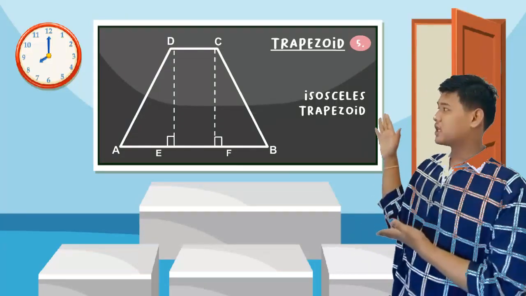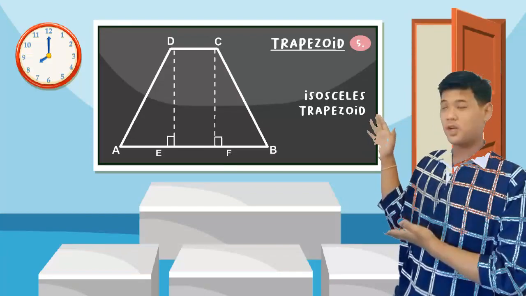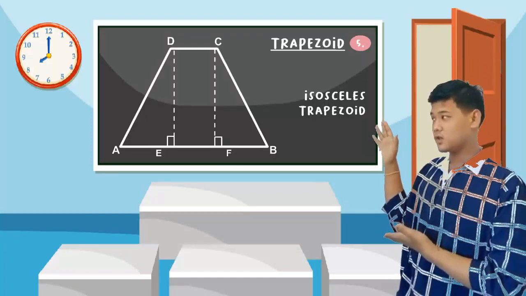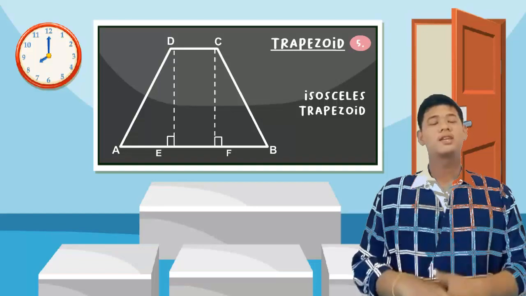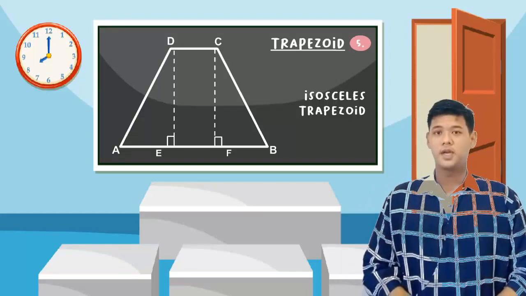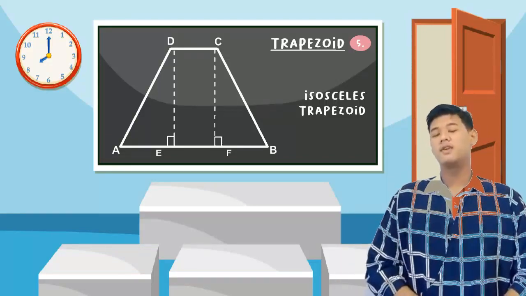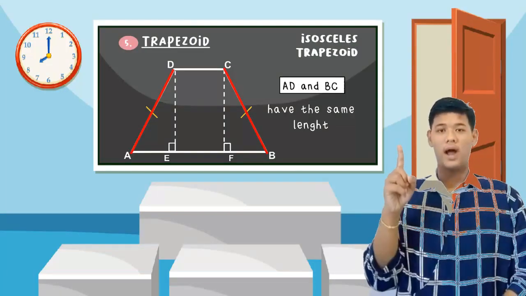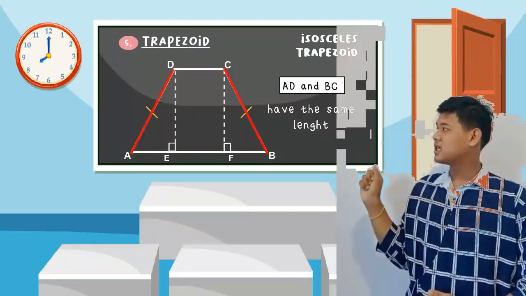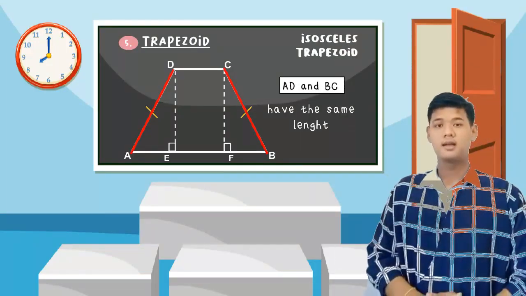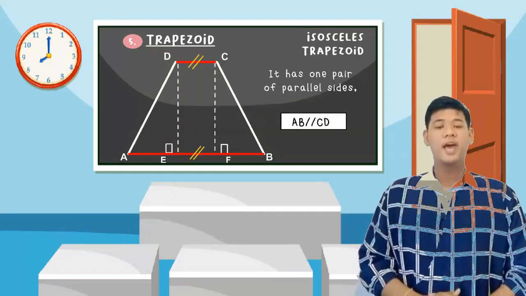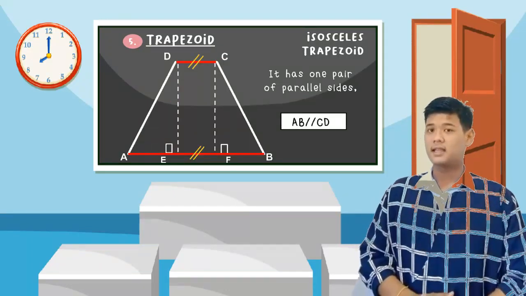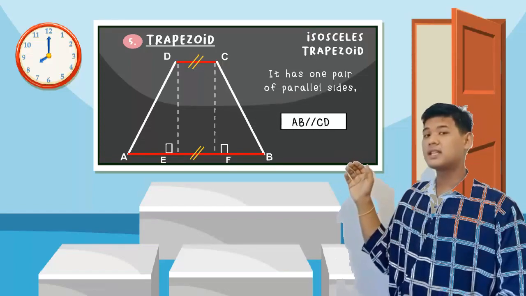Can you look at the picture? There is isosceles trapezoid ABCD. So, from the picture, we know the characteristics of an isosceles trapezoid. The characteristics of an isosceles trapezoid are: 1. AD and BC have the same length. 2. It has one pair of parallel sides, AB parallel CD.